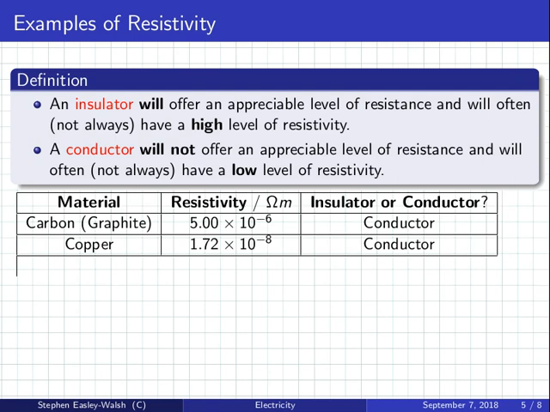Now, this is interesting. Copper is a better conductor than graphite. Graphite is still very good though. But we don't use graphite, even though it's still a good conductor. We use copper.